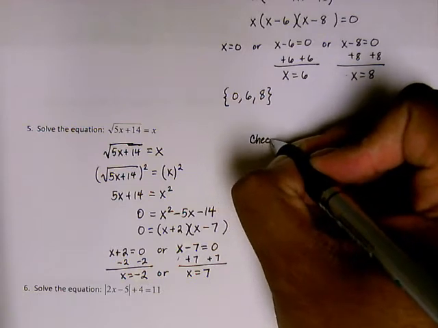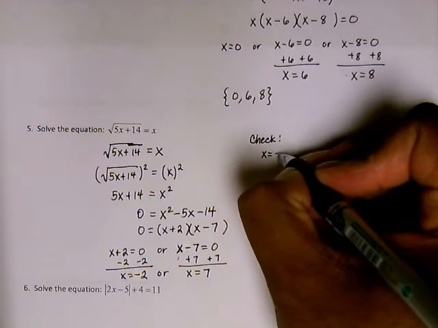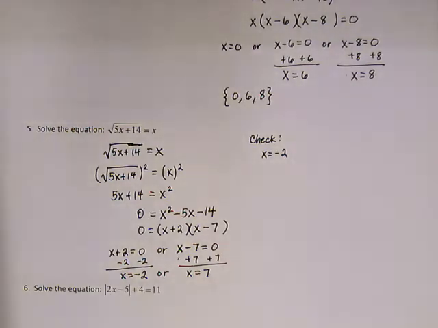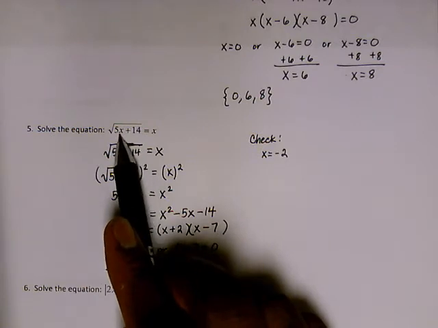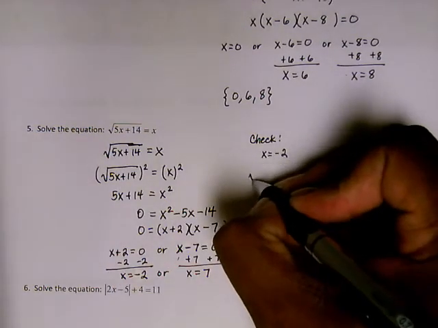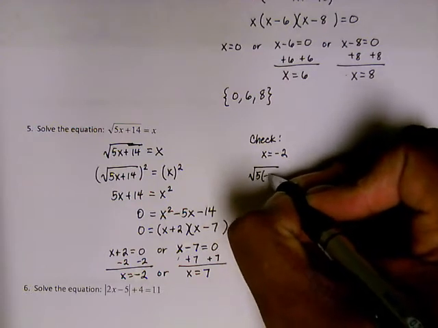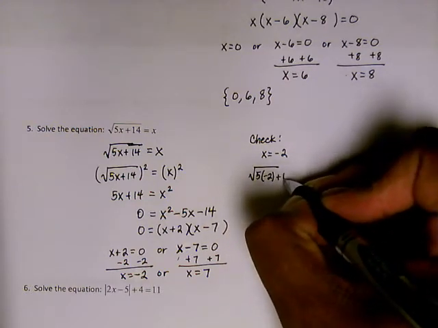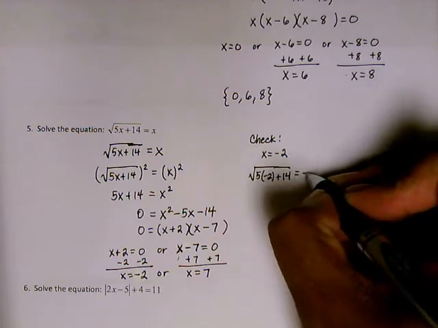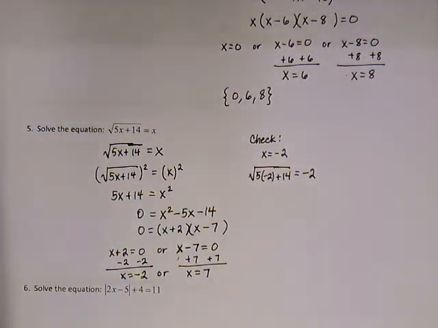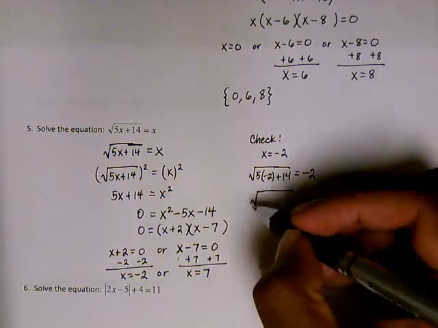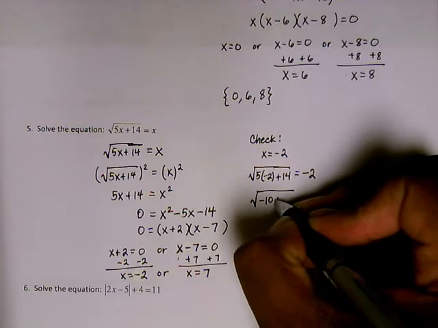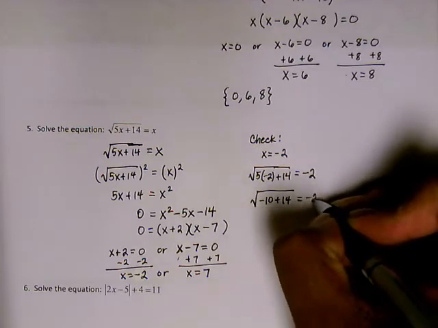Now I got to do the check for each one of these. I'll start with x equal negative 2. So using the original equation that I got, I'm going to replace the x with negative 2. So the square root of 5 times negative 2 plus 14, that should equal to negative 2. Here, each x in the original equation, I'm replacing it with negative 2. Simplify the left-hand side, and underneath the radical, 5 times negative 2 will be negative 10 plus 14. That's equal to negative 2.